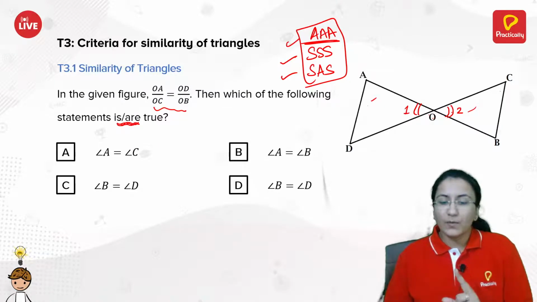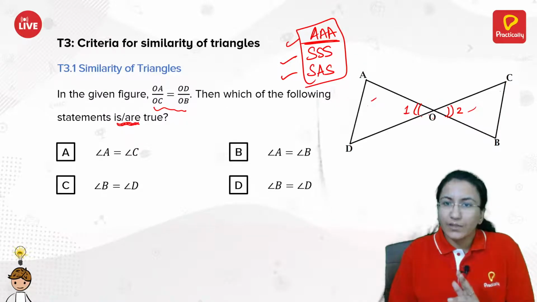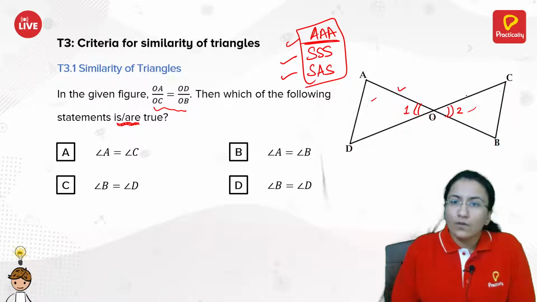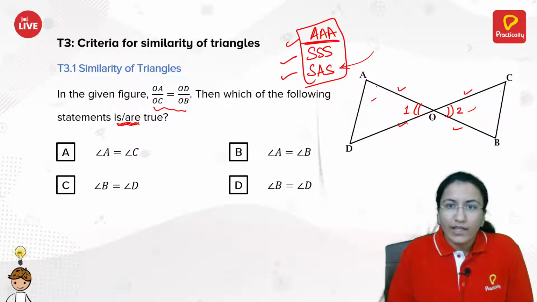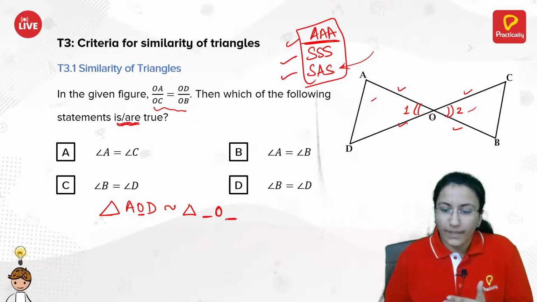Yeah, these are vertically opposite angles. So vertically opposite angles would be equal, right? So we have a ratio of these sides and we have the angles in between them equal. That means the SAS property might be used, right? So you can just check OA divided by OC is equal to OD divided by OB. How you write the triangle is the most important thing. Suppose you have written AOD, so this is similar to triangle. For O, you have O over here. You need to find whether you will write COB or BOC, right?